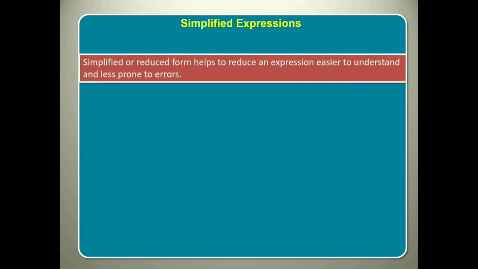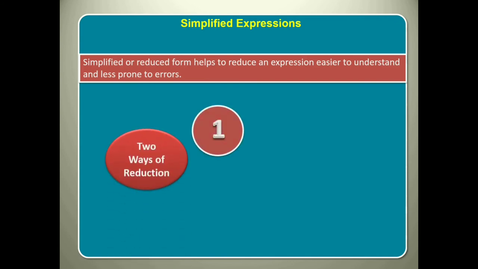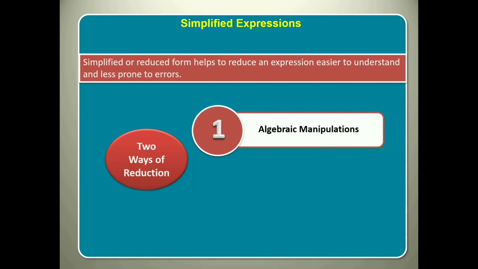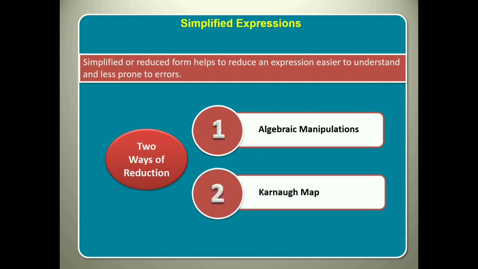Let us now look at another type of algebraic expression, which is simplified expressions. Simplified or reduced form helps to make an expression easier to understand and less prone to errors. There are many ways to reduce, but in this session, we will understand two ways. They are 1. Algebraic manipulations, 2. Karnaugh Map. Let us look at each of these methods in detail.